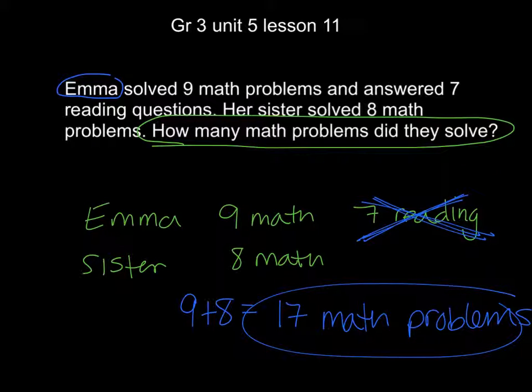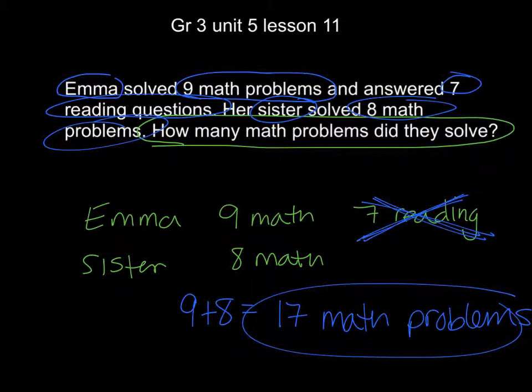So Emma has 9 math problems and 7 reading questions. Okay, so imagine I'm highlighting instead of circling. Her sister has 8 math problems. How many math problems did they solve? Now if I ignore what I don't highlight, I see that I have Emma, 9 math problems, 7 reading questions. Sister, 8 math problems.